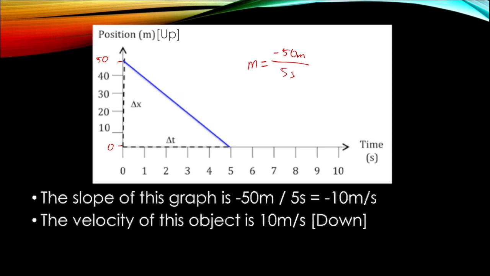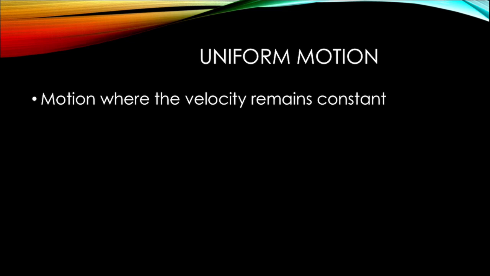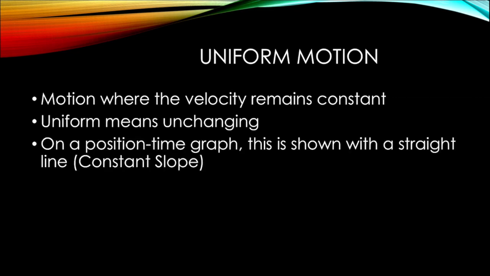Now that we have looked at graphs and understand how we can read the motion from graphs, we may start to look at uniform motion. Uniform motion, as the name implies, is motion where the velocity remains constant. Here, uniform means unchanging. On a position time graph, a constant velocity is shown when the slope is constant, and a constant slope indicates a straight line. Any straight line on a position time graph implies a uniform motion.